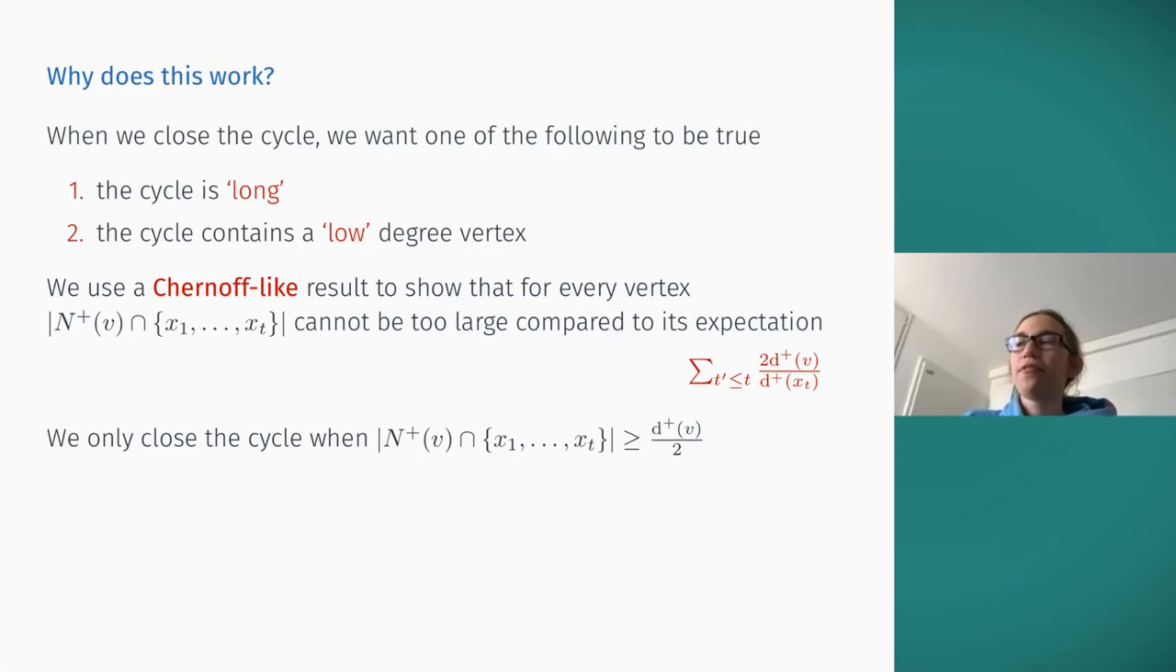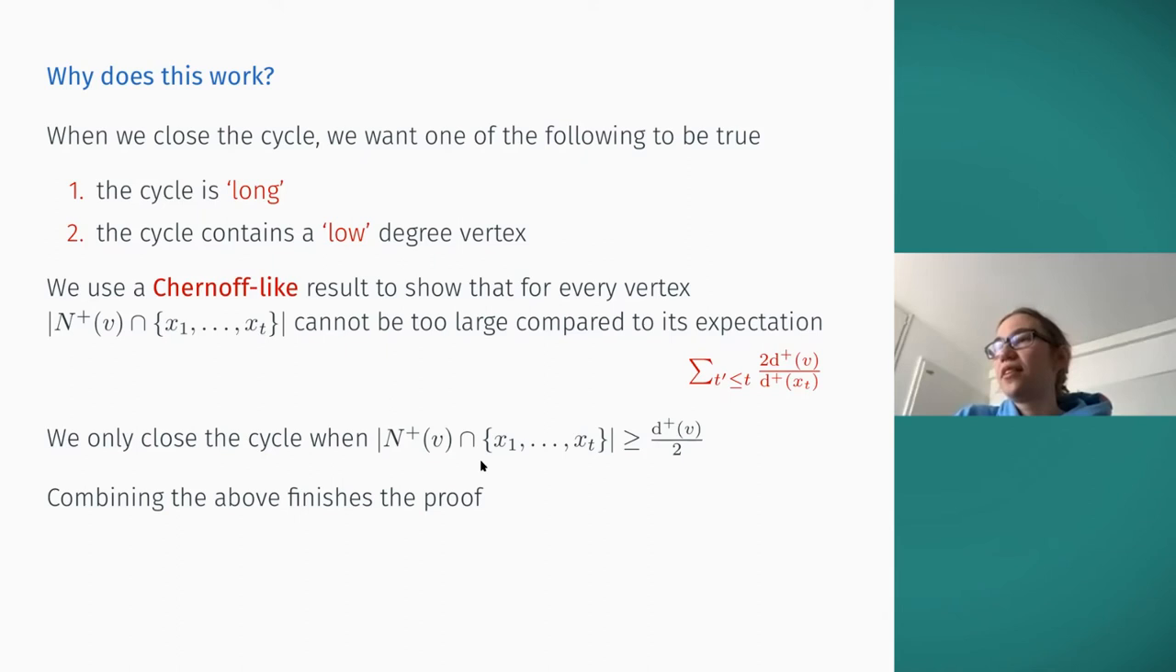And so this gives us some guarantees on the degrees and how this intersection behaves before we close, and then we can show that once we close, the sum that we want to have in the end has this one over out degree of XT for all the vertices. And this is how we get it in using this expectation, and that is always behaving nicely during all the steps. And this finishes the proof.